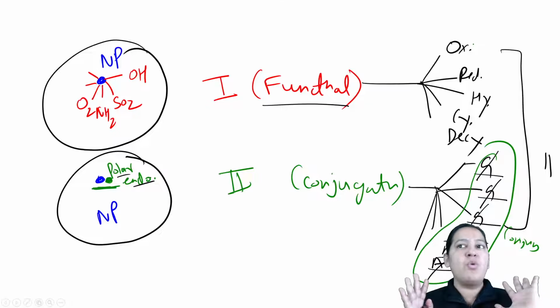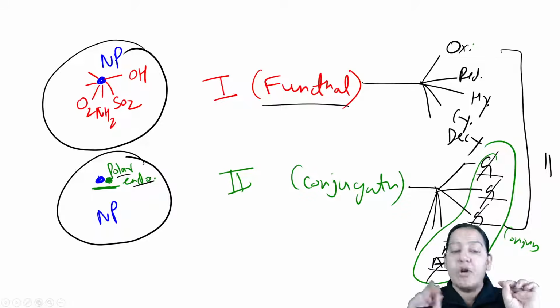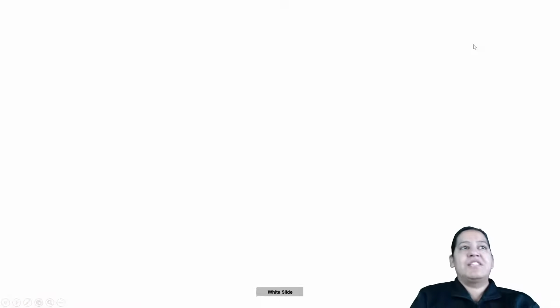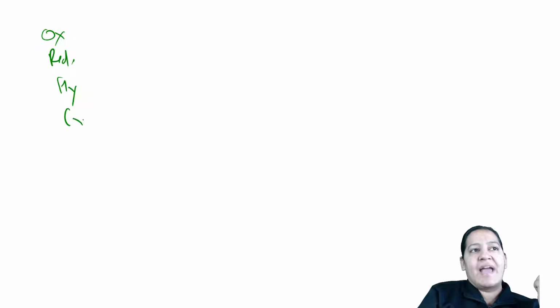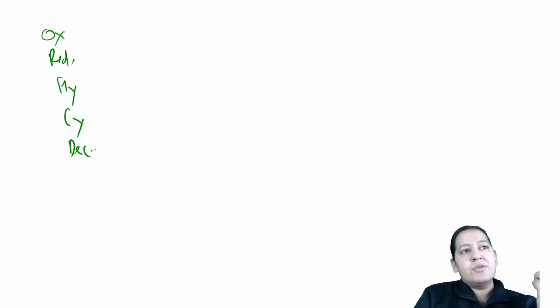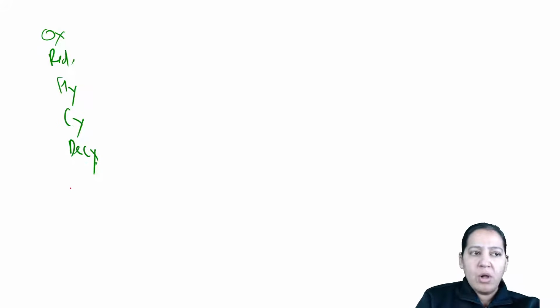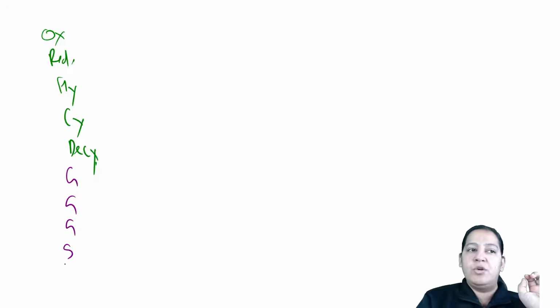Now my advice to all of you: in all these 11 types, here is what you have to learn. Please make a table like this. Make a table of phase 1 also, phase 2 also. Oxidation, reduction, hydrolysis, cyclization, decyclization are phase 1. In phase 2 also you make a table. What were these? Triple G SMA. You know the full form.